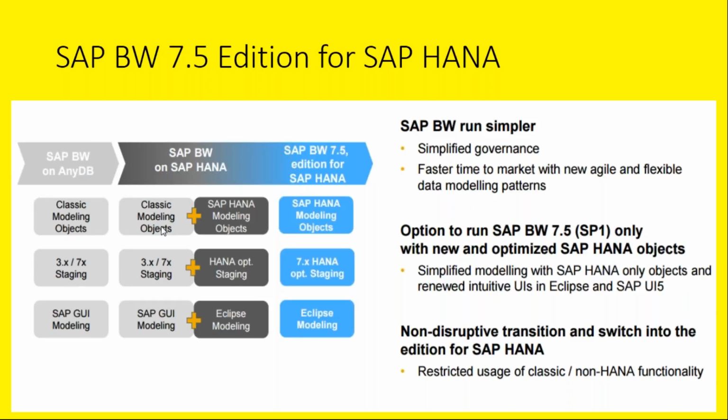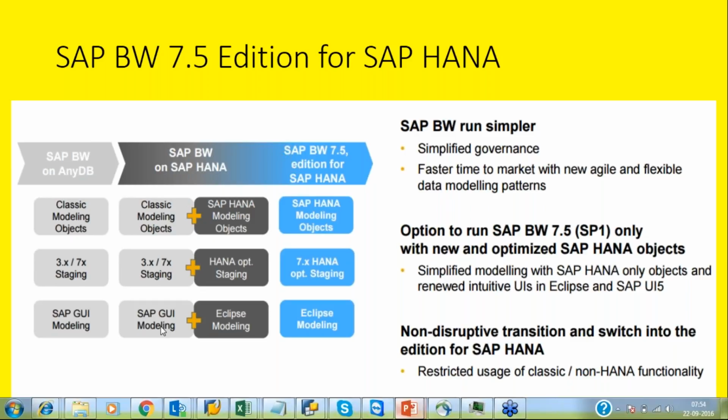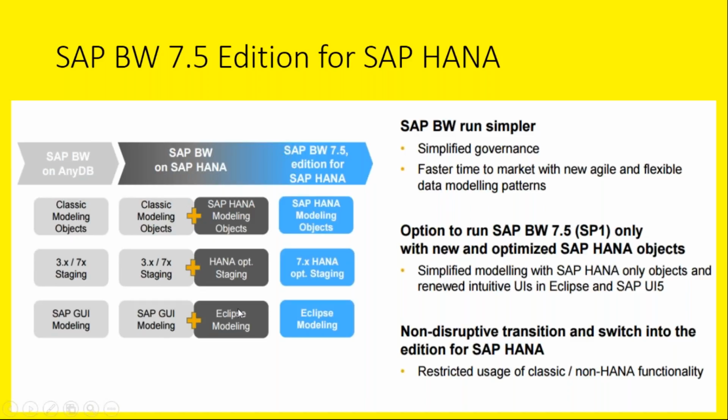So here, classic modeling objects and SAP HANA modeling objects, you call them SAP HANA modeling objects. You have some staging options and HANA staging options with 7.4. The interface of SAP GUI modeling and also the Eclipse modeling can be used together, and this is called Eclipse modeling, or we call that Edition for SAP HANA.